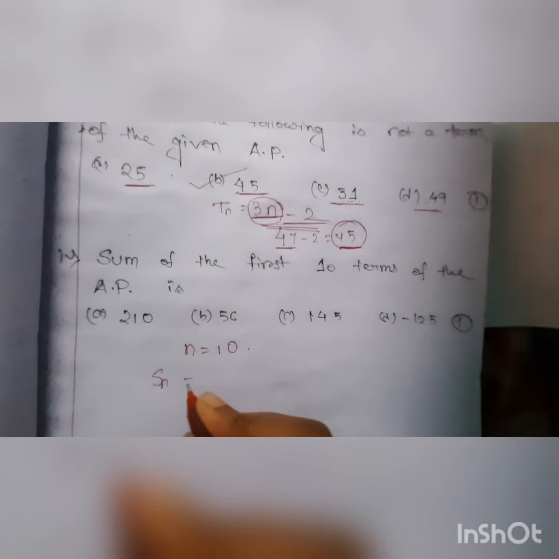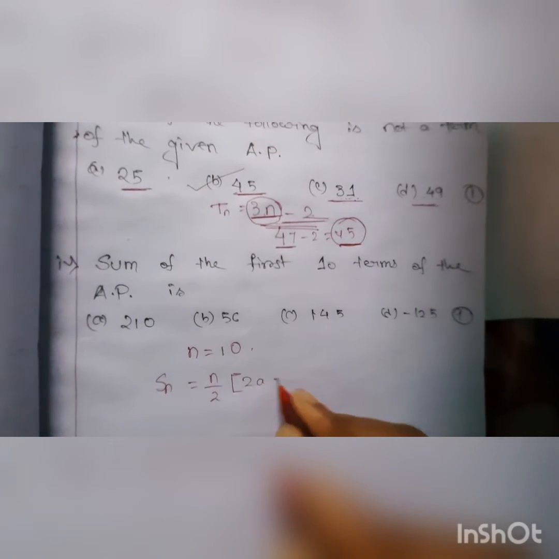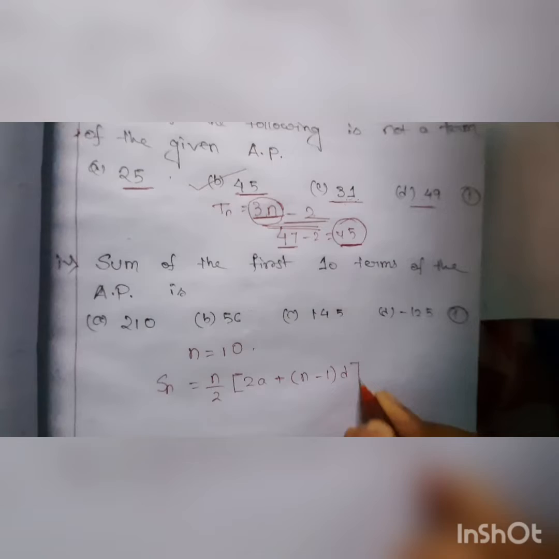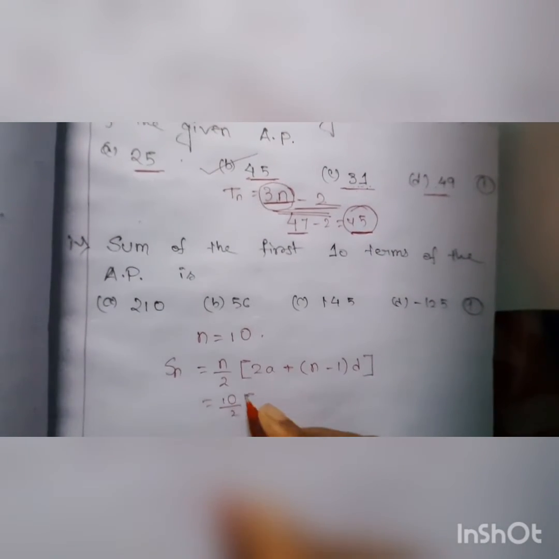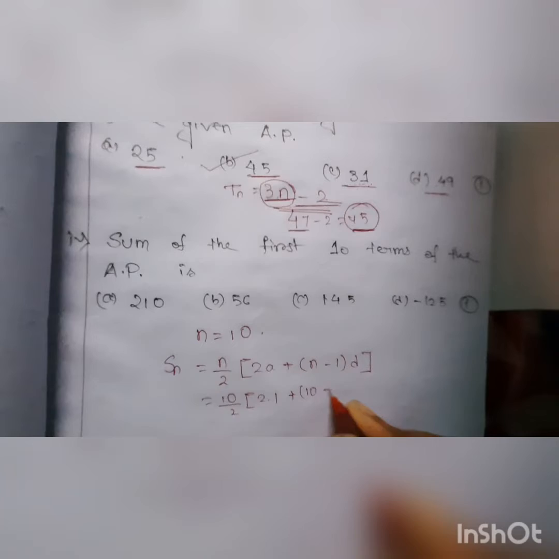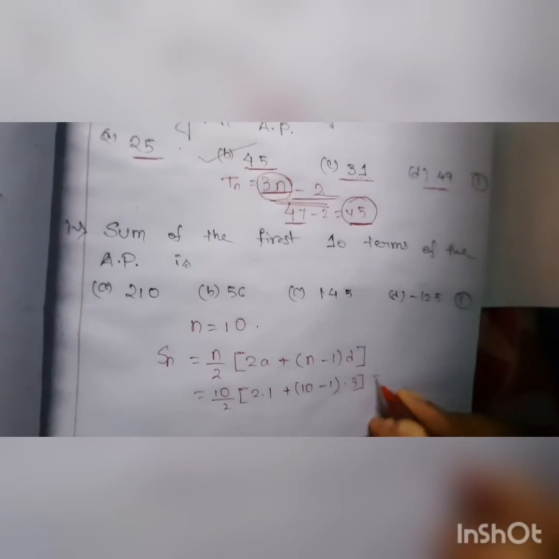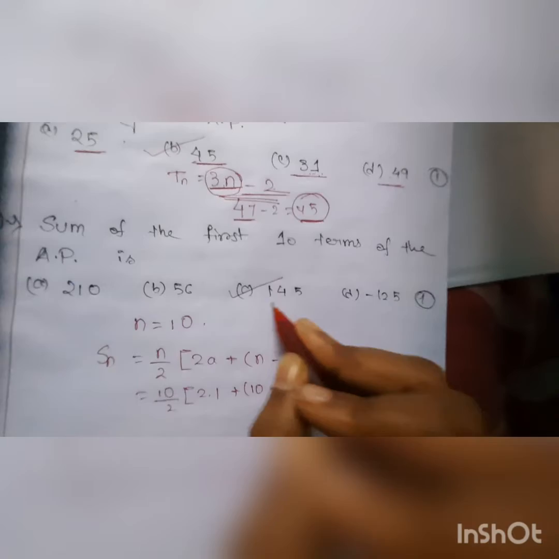Okay, put this formula: n by 2 into 2a plus n minus 1 into d, and put the values of the unknowns. n is 10, a is 1, and d is 3. When you put this, you get 5 into 2 plus 9 into 3, that is 2 plus 27, which is 29. 5 into 29: 30 5s are 150, so 29 5s are 150 minus 5, that is 145. Okay, so your answer will be 145.